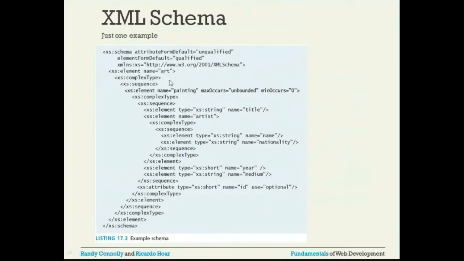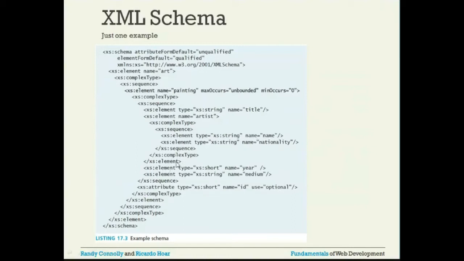Element name art, then complex type sequence, then element name painting, maxOccurs unbounded, minOccurs zero. So there can be many occurrences or zero occurrences, then complex type sequence. Inside the painting we have title, which is a string. Then we have artist. Inside the artist we have name, nationality. This is the close of the sequence.